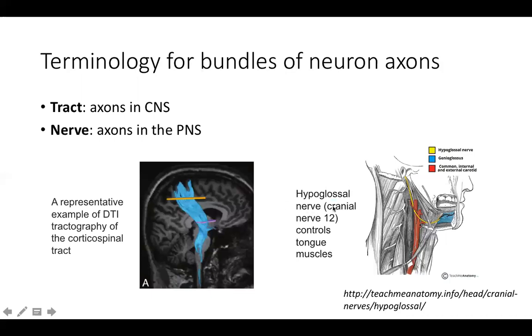In the peripheral nervous system, as we discussed, a group of axons are called nerves. And so here I have identified the hypoglossal nerve, also known as cranial nerve 12, which controls the tongue muscles. So here in yellow is that hypoglossal nerve, and it's innervating the muscles of the tongue.